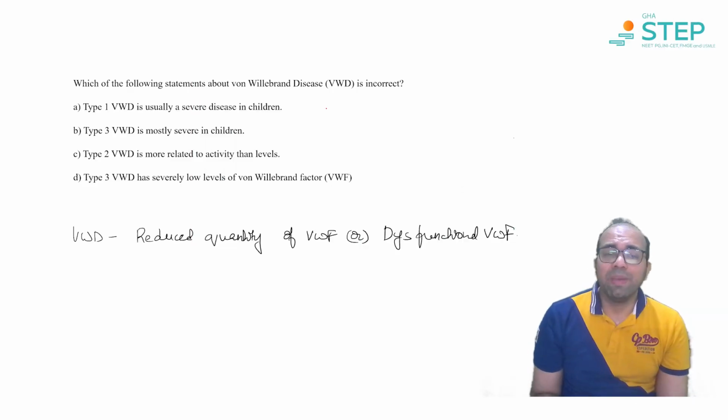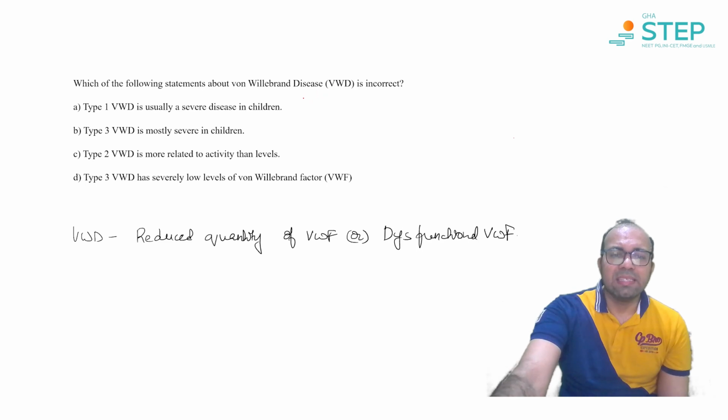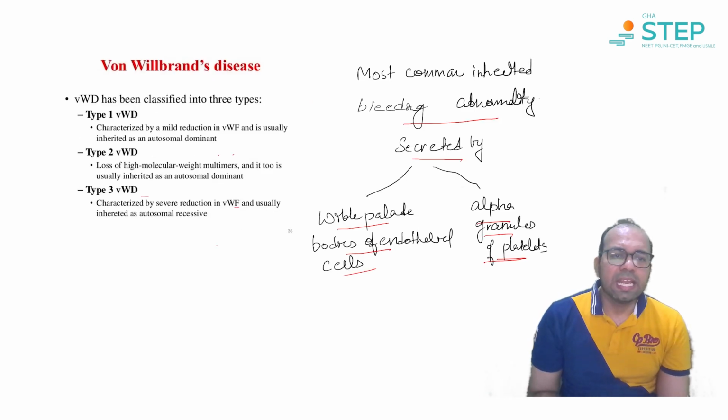Coming to one very important topic about von Willebrand disease. Which of the following statements about von Willebrand disease is incorrect? It's asking incorrect. Okay, so let's delve into some important details. It can be classified into type 1, type 2 and type 3.